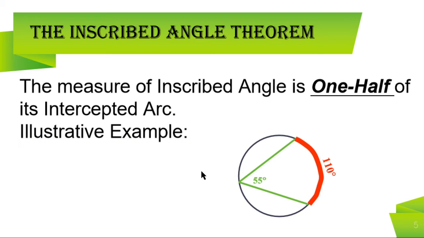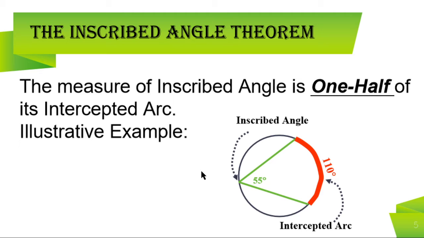Okay, let's move on to the inscribed angle theorem. It says here that the measure of an inscribed angle is 1/2 of its intercepted arc. So we have here the inscribed angle and, second, the intercepted arc. Again, the measure of an inscribed angle is 1/2 of its intercepted arc.